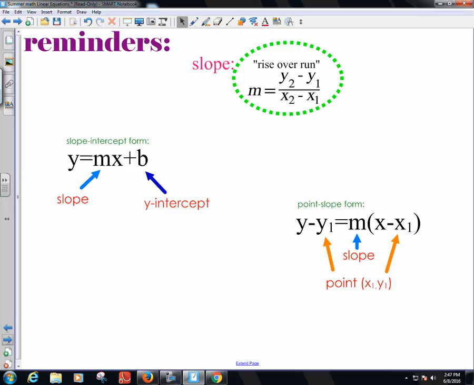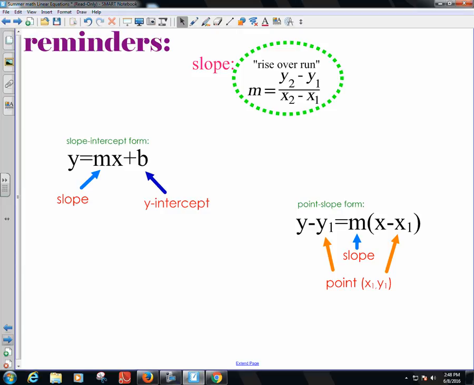So we're going to start out with some reminders. We use the phrase rise over run to signify the slope of a line. So we talk about how many units up does a line go, and how many units over. So we have y2 minus y1 over x2 minus x1 is how we're going to calculate that if we know the actual 2 points. If we're just given a line, we're going to have to count to figure out what the slope is.